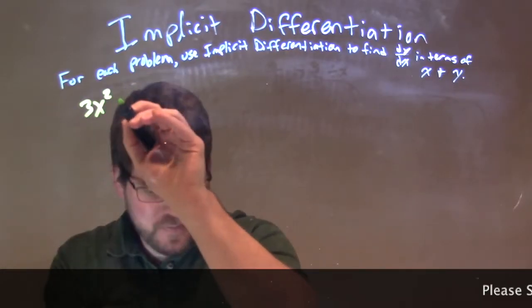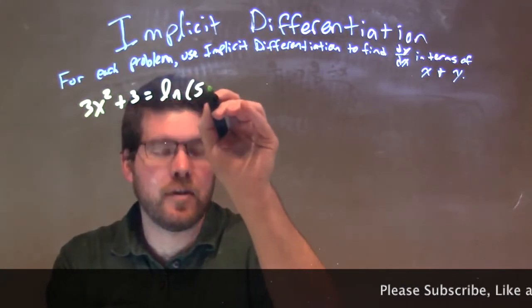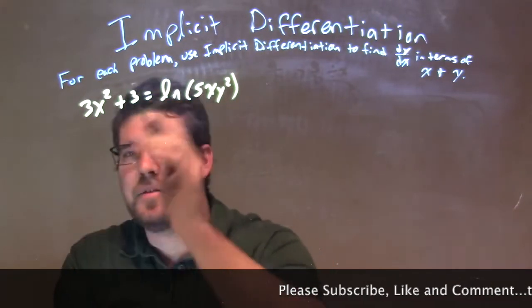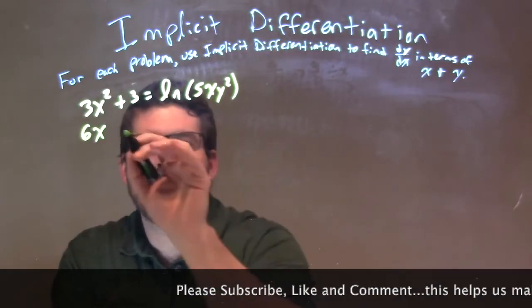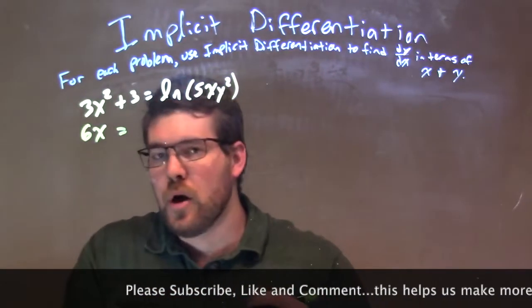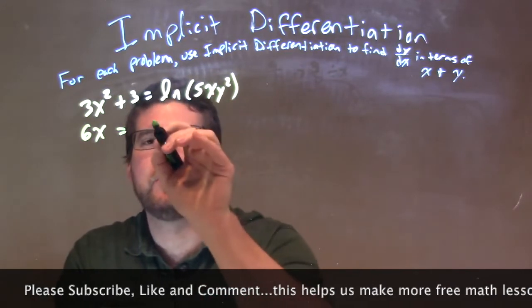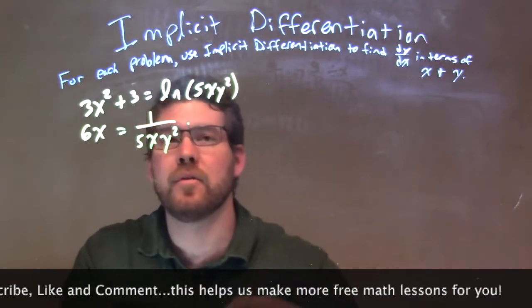3x squared plus 3 equals the natural log of 5xy squared. Well, the left-hand side's easy. Derive that, we have 6x, and we don't need the plus 3, the derivative of that is 0. Derivative of natural log is 1 over u times u prime, u being what's in the parentheses. So 1 over 5xy squared times the derivative of the parentheses.